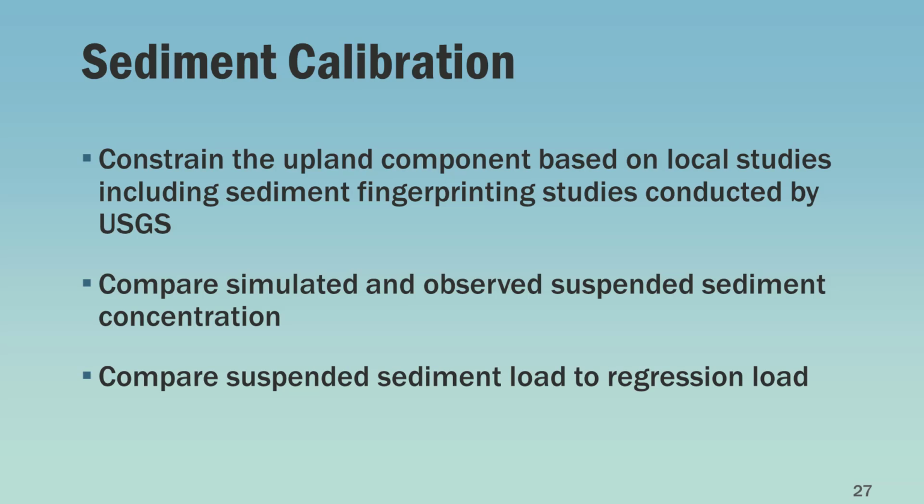Post-hydrology calibration, we went into sediment calibration, which consisted, again, of multi-objective criteria. This consisted of constraining the upland component based on local studies, including sediment fingerprinting studies conducted by USGS in tributaries of the Conestoga River, comparing simulated and observed sediment concentration by month, by season, and by flow, and also comparing suspended sediment load to regression loads.